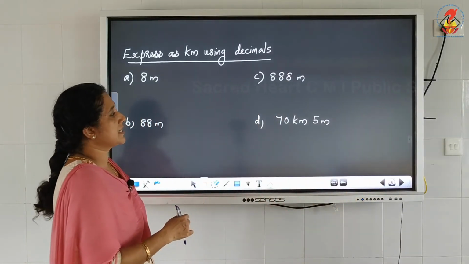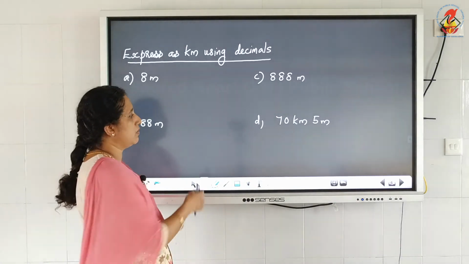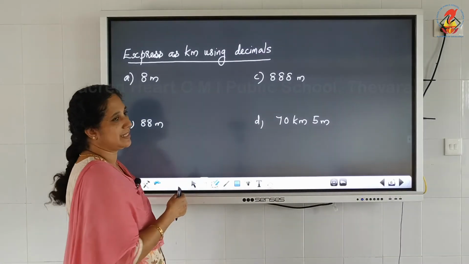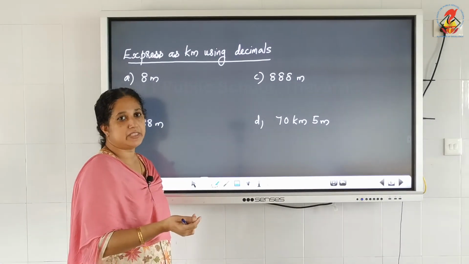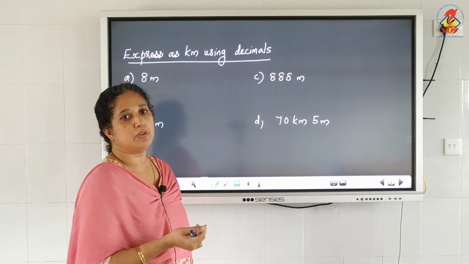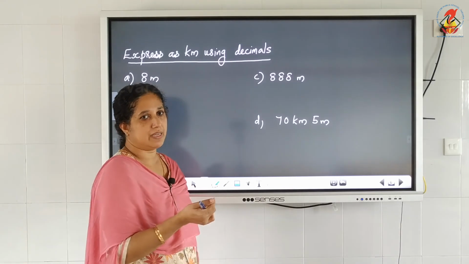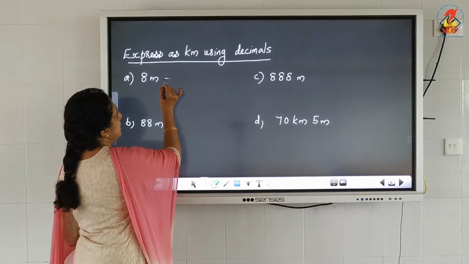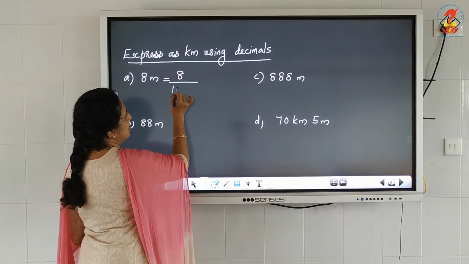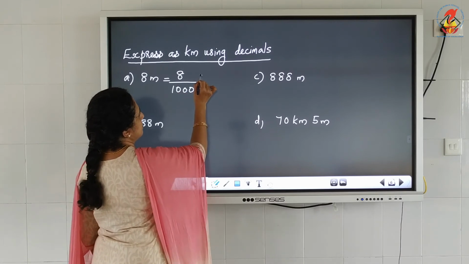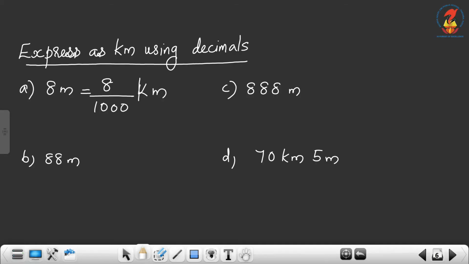Now express as kilometers using decimals. So all the measures are given in terms of meters and you want to change it into kilometer. If you want to change it into kilometer, you have to divide by 1000. Then 8 meter means 8 by 1000 kilometers. Then 8 by 1000, so you have to write it in the decimal form.